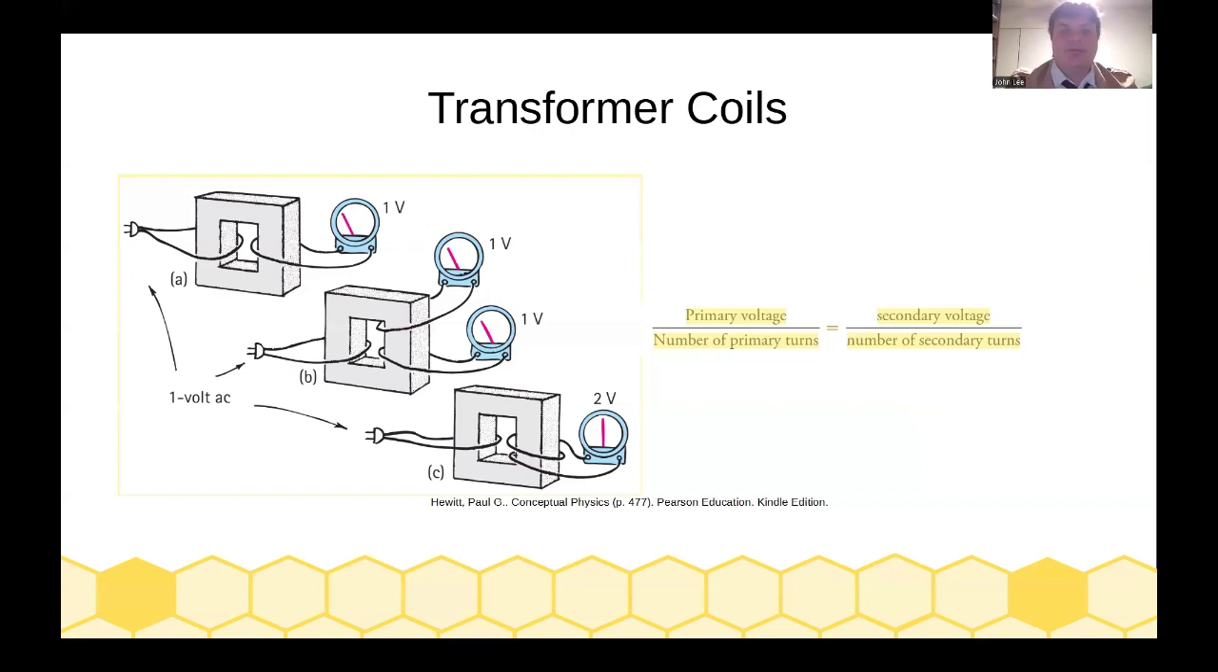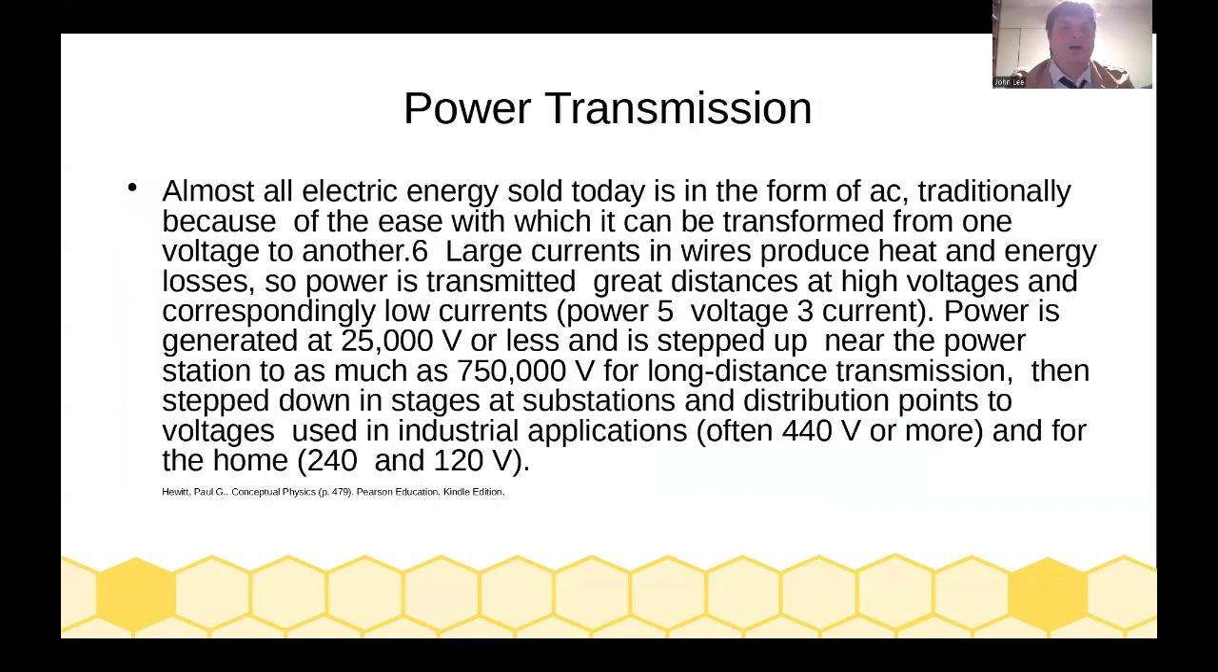So the primary voltage over the number of primary turns is equal to the secondary voltage over the number of secondary turns. So using this, we can take a high voltage from a power line and turn it to the 120 volts that we have in our home. Almost all electrical energy sold today is in the form of alternating current, traditionally because of the ease with which it can be transported from one voltage to another.